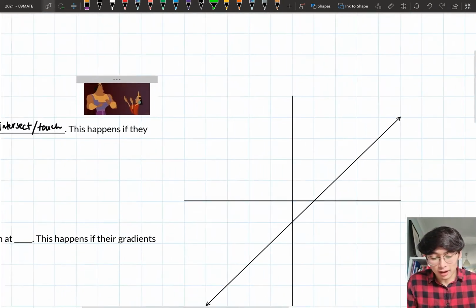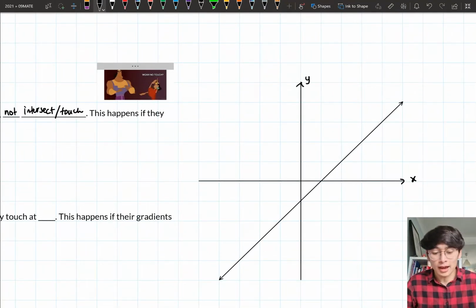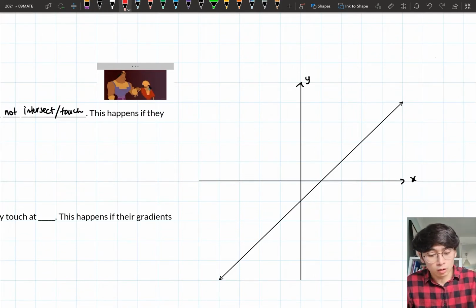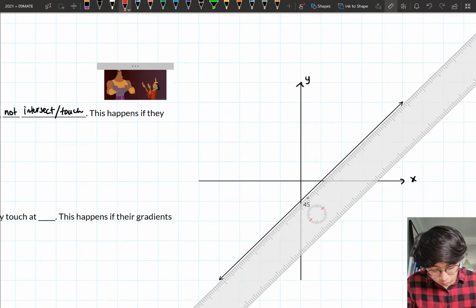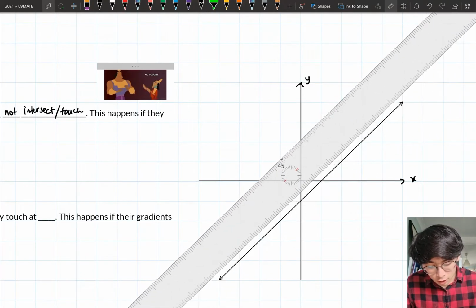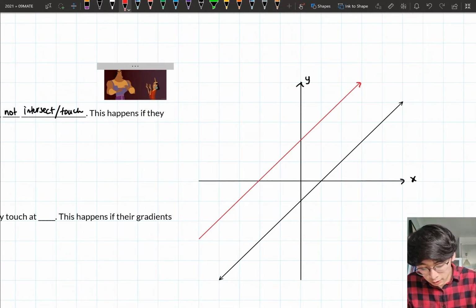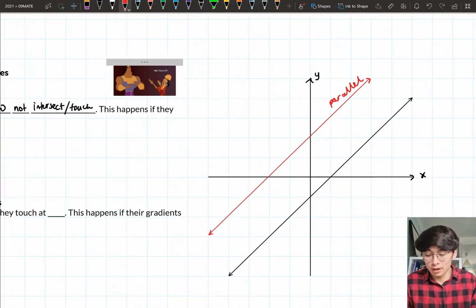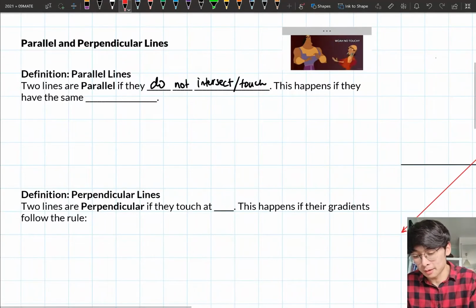So what that looks like, if I have my Cartesian plane here, I've got an example of a line here, the one that's in black. A parallel line would look something like this. It would be not touching. It never touches the line, and notice here it kind of goes like that. Something like this. This is an example of a parallel line. And so parallel lines, this happens if they have the same gradient.